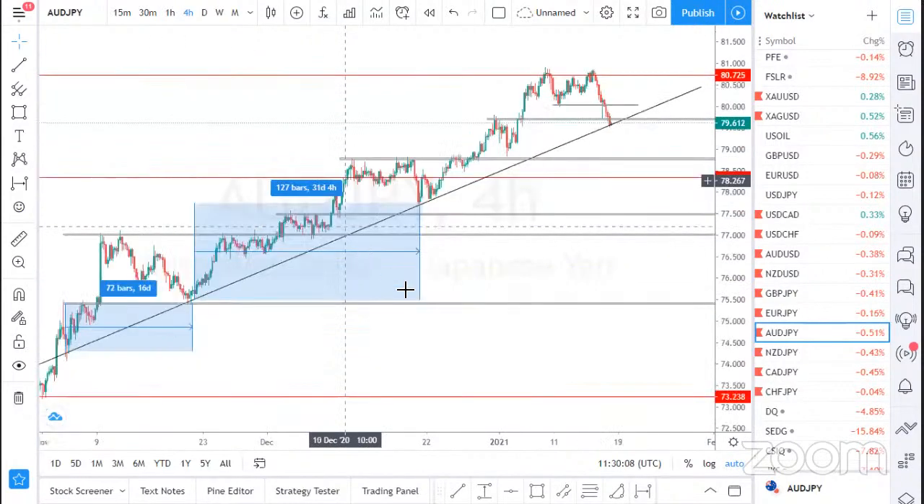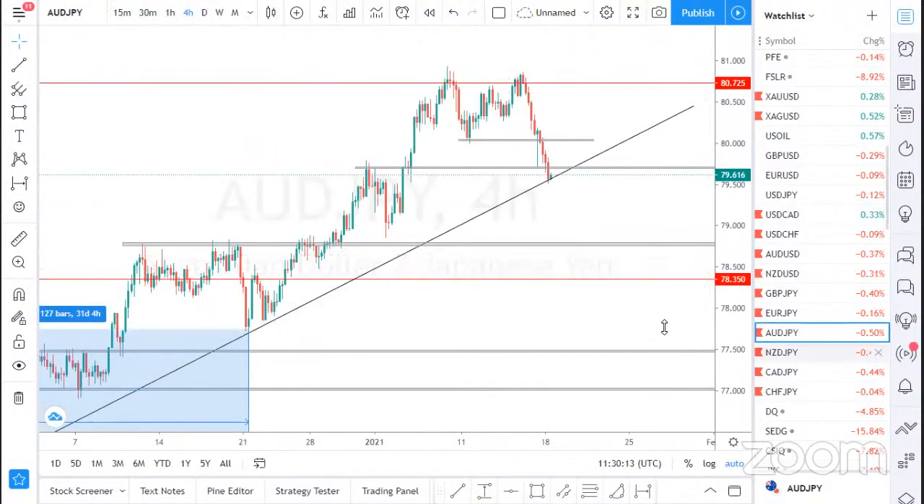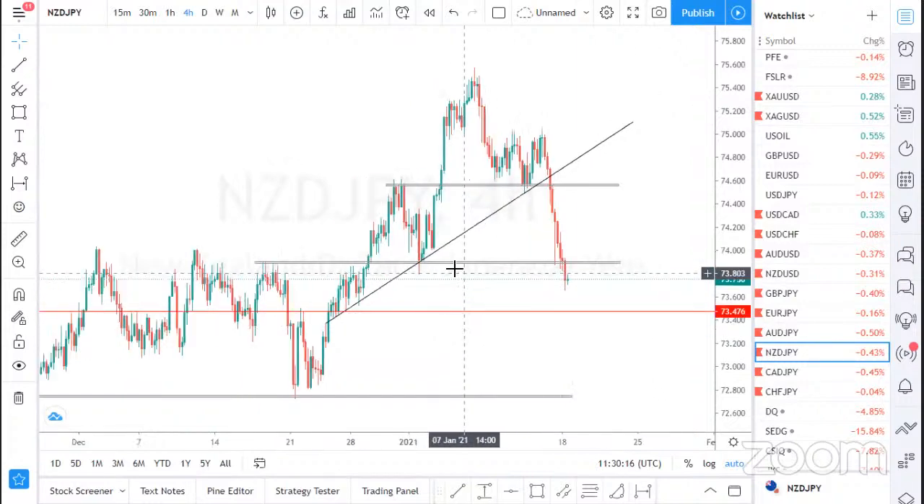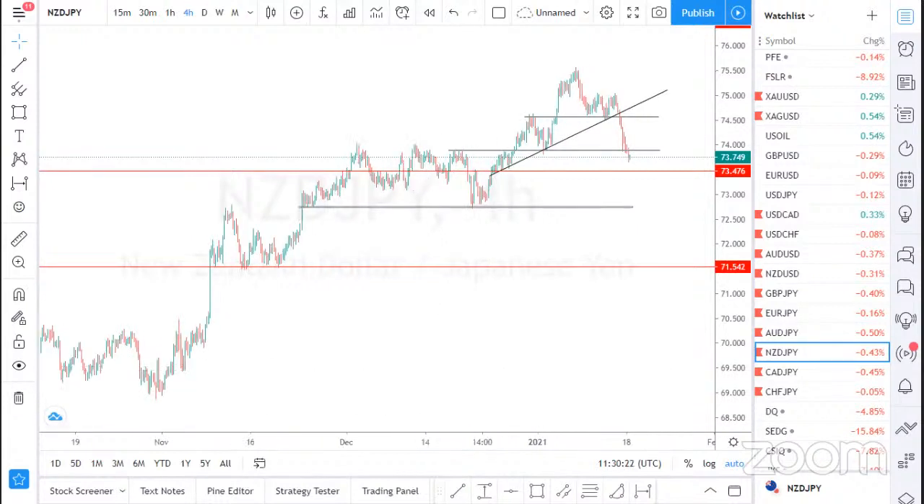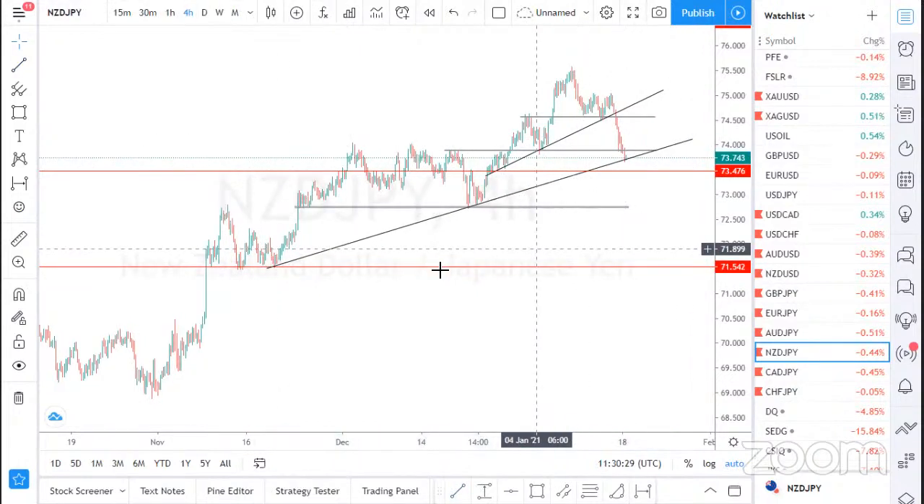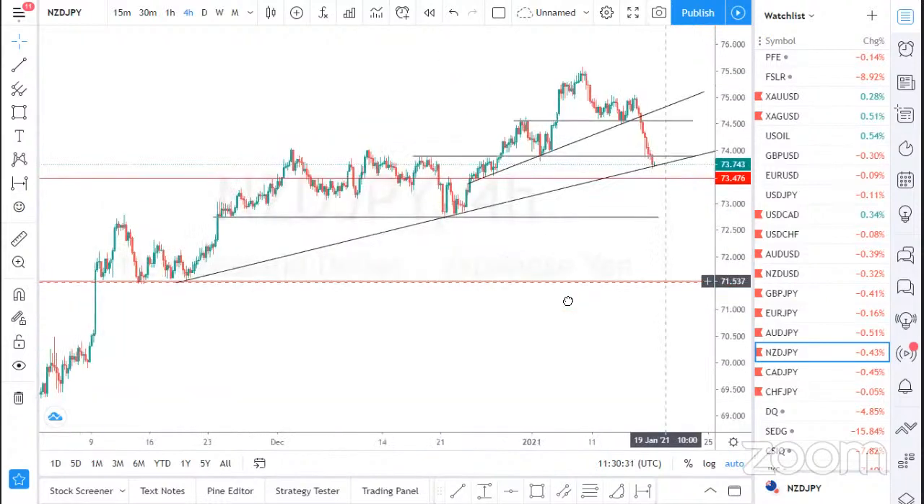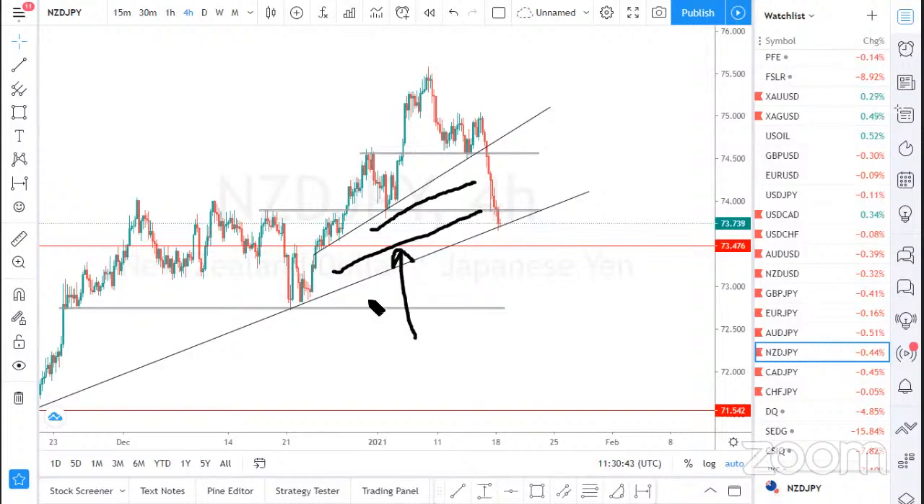So very, very careful. Okay. So New Zealand paired against the Japanese yen. Likewise, same pattern we got on the Australian dollar paired against the Japanese yen. So be very, very careful if you want to sell this currency pair. You can see the distance away, which just signifies a very aggressive bullish trend rally.